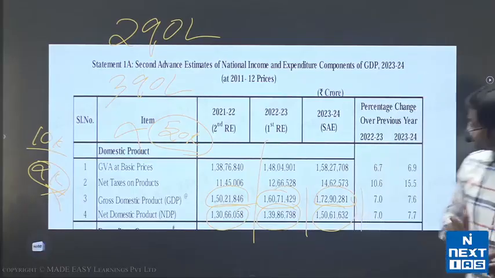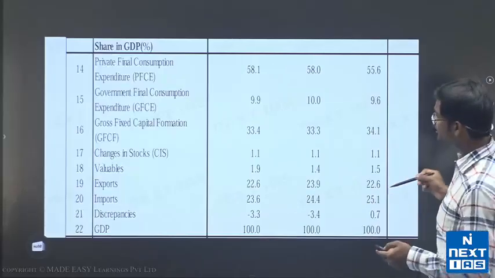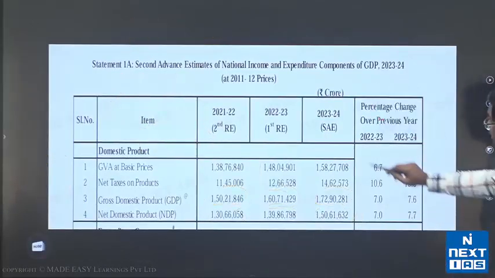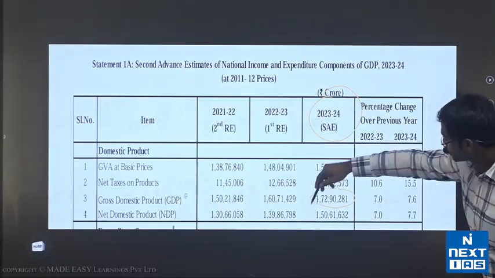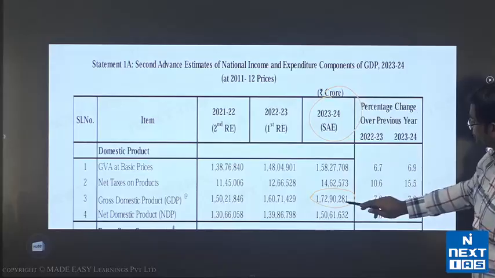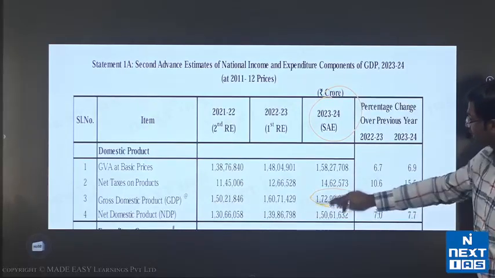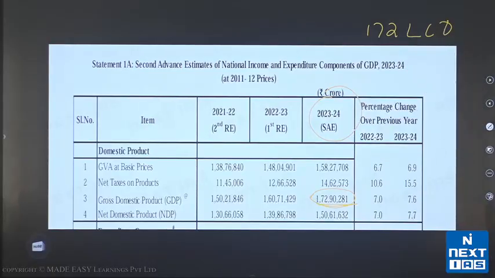लिखो. Next लिखो. Look at this picture. Before going there, look at this picture. If you see the GDP of our country, just remember the number, understanding purpose. In 23, 24, look at the number. 172 lakh crores. Okay, no? Just observe. GDP number 172.